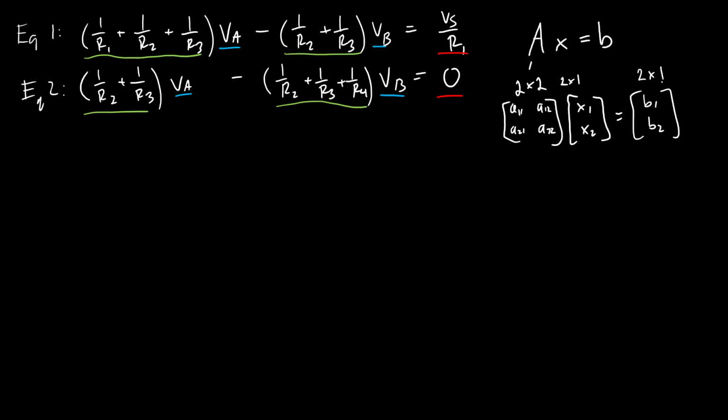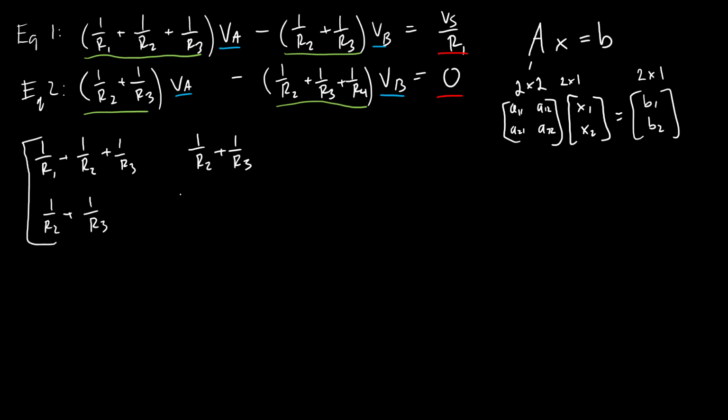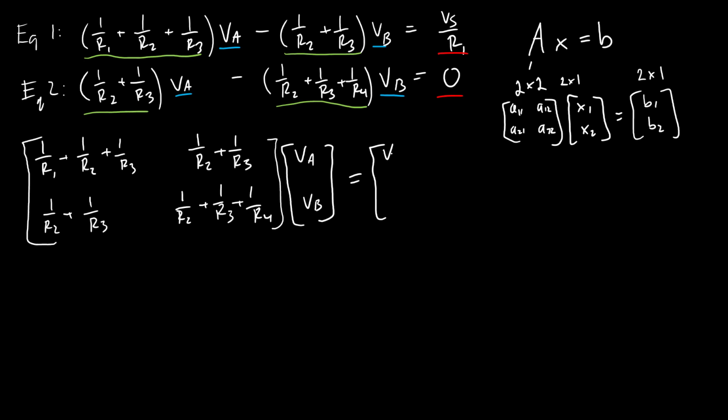B1 and B2. So we can write this out in matrix form: 1 over R1 plus 1 over R2 plus 1 over R3, 1 over R2 plus 1 over R3, 1 over R2 plus 1 over R3, and 1 over R2 plus 1 over R3 plus 1 over R4, times our two unknowns, VA and VB, equals our constants VS over R1 and 0.